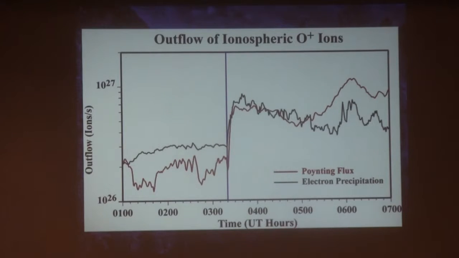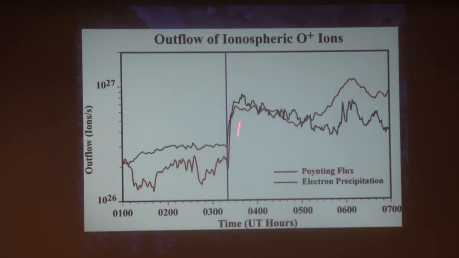Now, when we plug in these parameters into the MHD model and use Strangeway's formula, what we get for the ionospheric outflow is pretty reasonable. The red curve is the Poynting flux outflow integrated over both hemispheres, and the black curve is the electron precipitation.